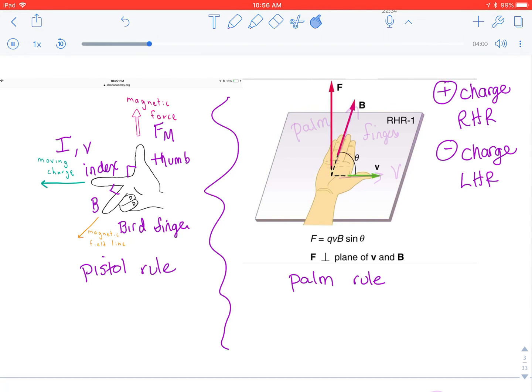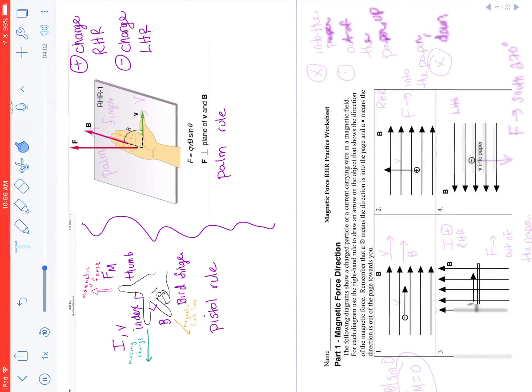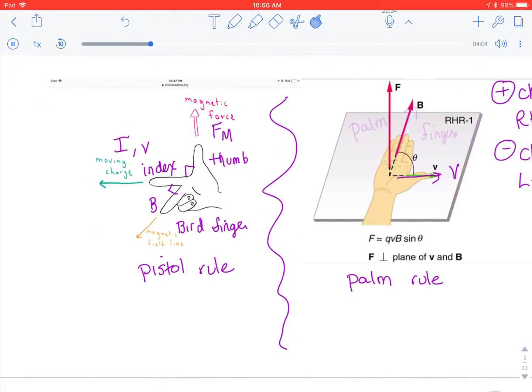With the palm rule, very similar, except now your thumb is going to be your velocity, and then your magnetic field is going to be the direction of your fingers, and your force is going to be your palm.